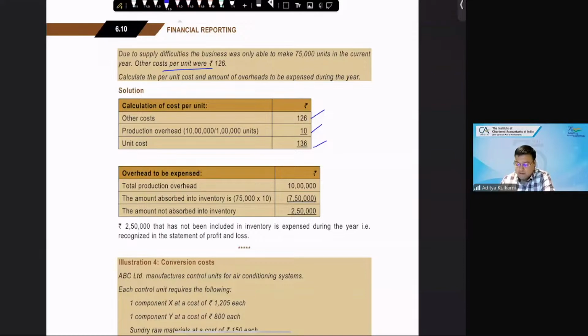Overheads to be expensed. Total production overheads 10 lakh. You made 75,000 into 10, 7 lakh 50. Under absorbed amount is 2 lakh 50, which I will expense out in the P&L.